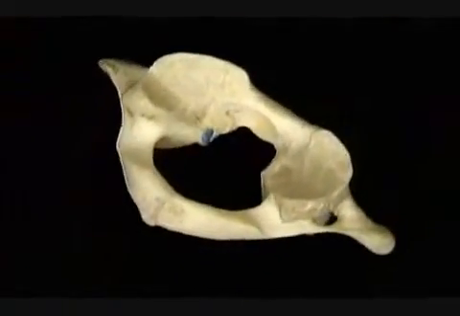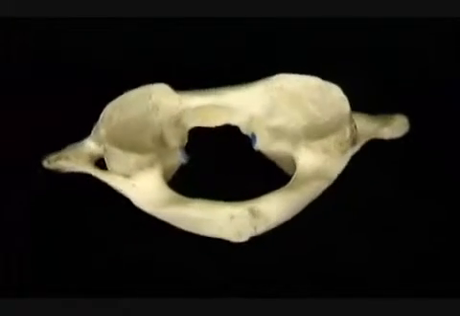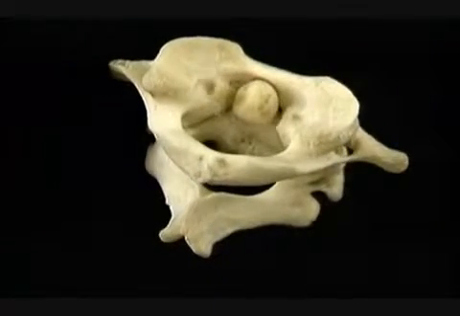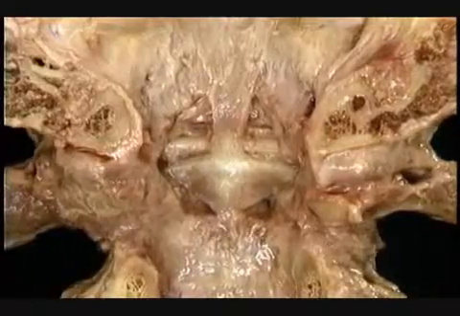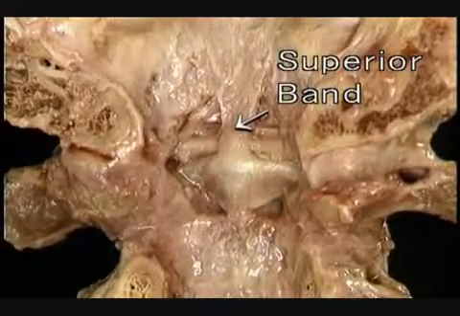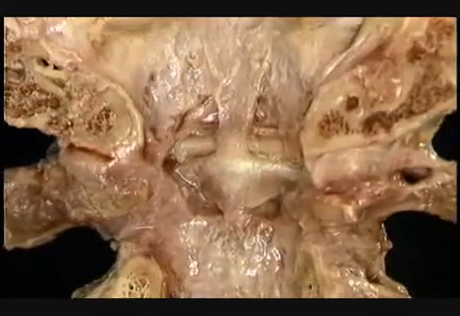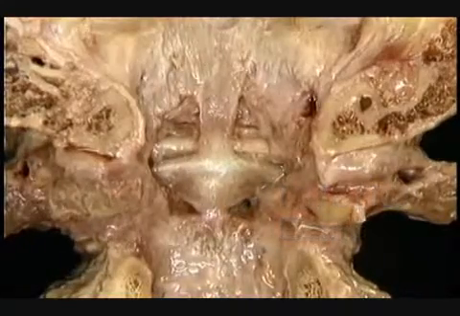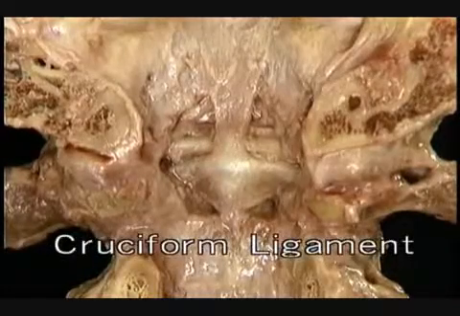The transverse ligament is attached on each side to these two tubercles on the atlas. The transverse ligament prevents the odontoid process from being displaced backwards. A slender ligament, the superior band, runs upward from the transverse ligament to the base of the occiput. Another one, the inferior band, runs downward to the body of the axis. These, along with the transverse ligament of the atlas, are referred to collectively as the cruciform ligament.